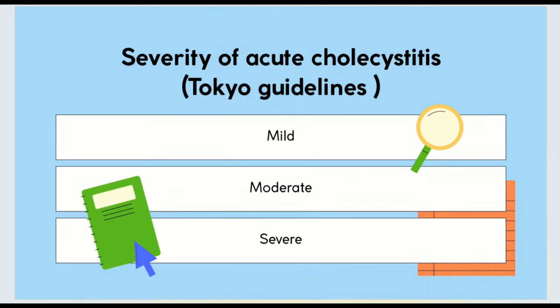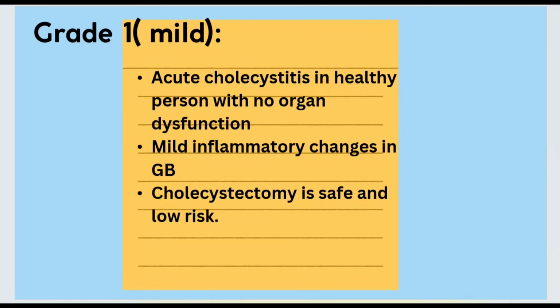Now coming to the severity of acute cholecystitis, how we divide it into mild, moderate and severe. So grade 1 of acute cholecystitis, or mild cholecystitis, what happens here? If acute cholecystitis is present in a healthy person and there is no organ dysfunction, it is known as mild acute cholecystitis. Means mild inflammatory changes in GB. So we can definitely go for cholecystectomy, which is safe and low risk.